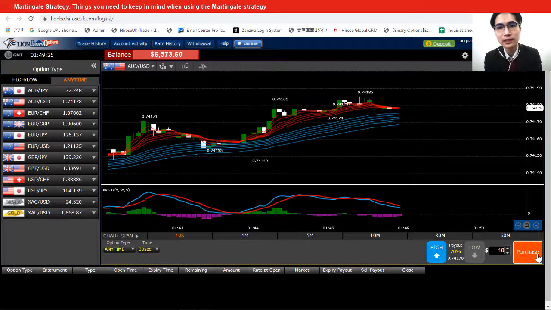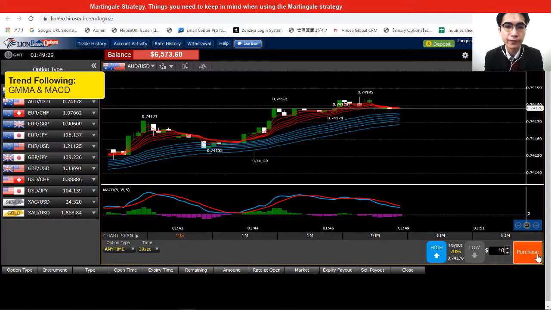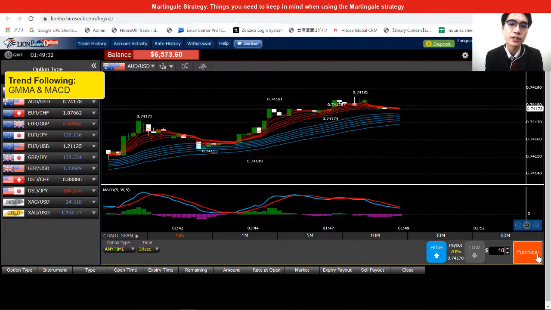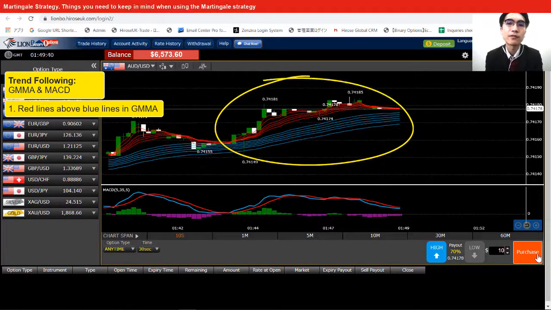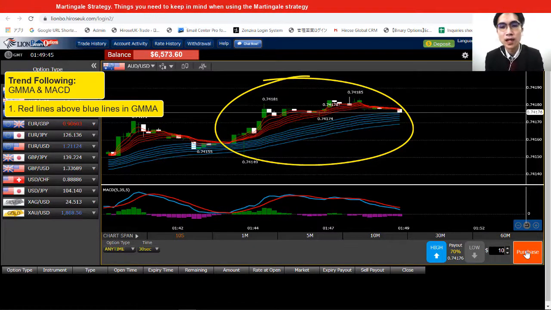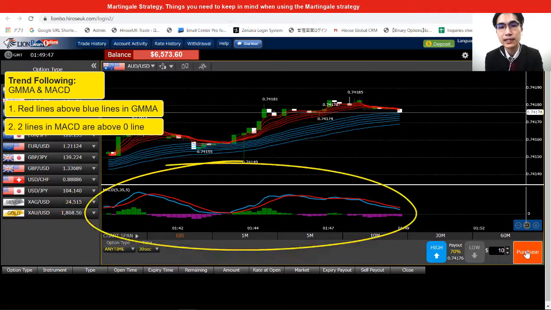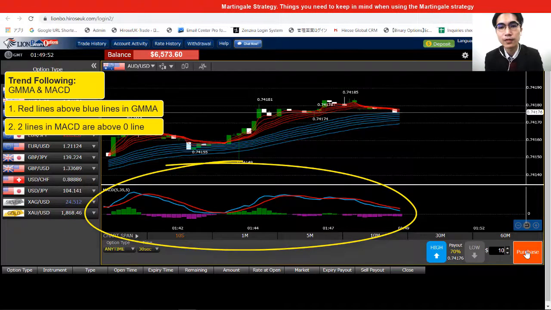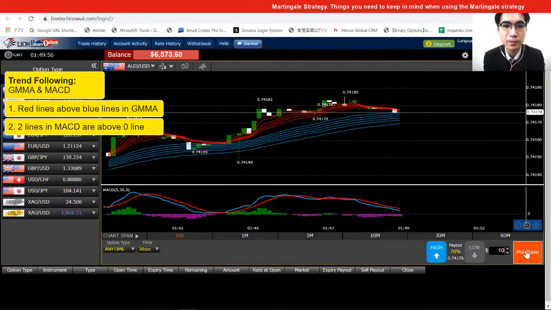The GMMA and MACD is a trend following strategy. So in order to use this strategy, we first need to identify that the market is in a trend. So in here we see that the red lines are above the blue lines and the candlesticks are heading upward overall. And then if we take a look at the MACD, we see that the two lines in MACD have been above the zero line for a period of time.